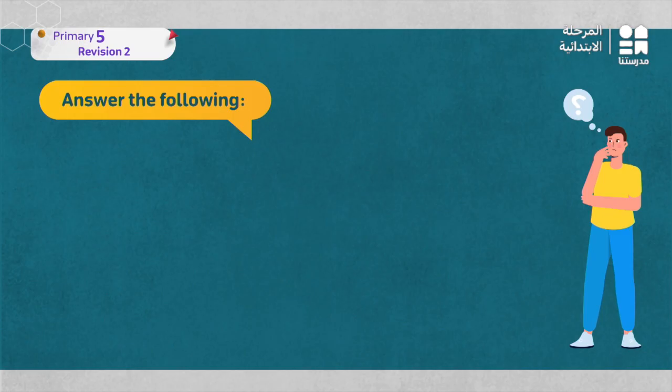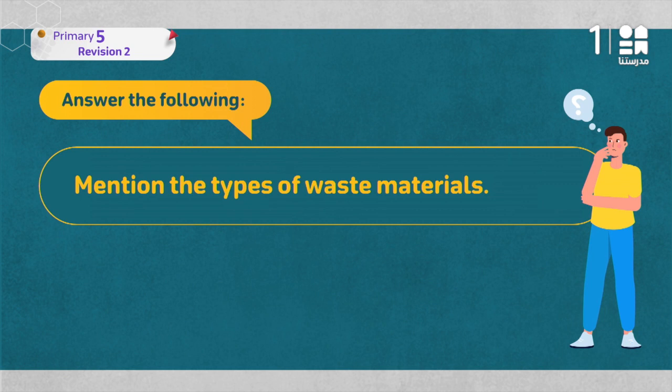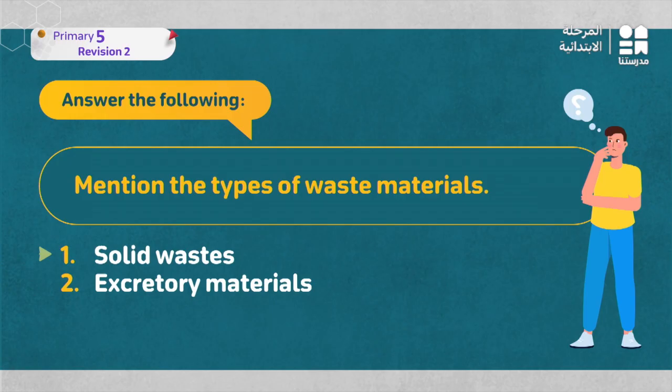طيب يبقى احنا كده عرفنا ليه في valve وليه في wall. تعالوا ناخد another question. Mention the types of waste materials. يا ترى كان ايه هي التايبس بتاعت الويست ماتيريالز؟ عندنا التايبس بتاعت الويست ماتيريالز solid wastes and excretory materials. دي كده كلها الويست ماتيريالز، وعرفنا يعني ايه solid wastes كمان والاكسكريتوري materials.